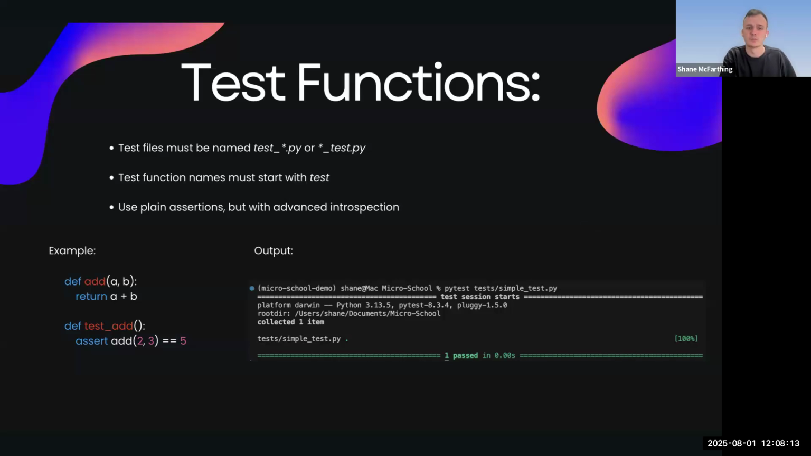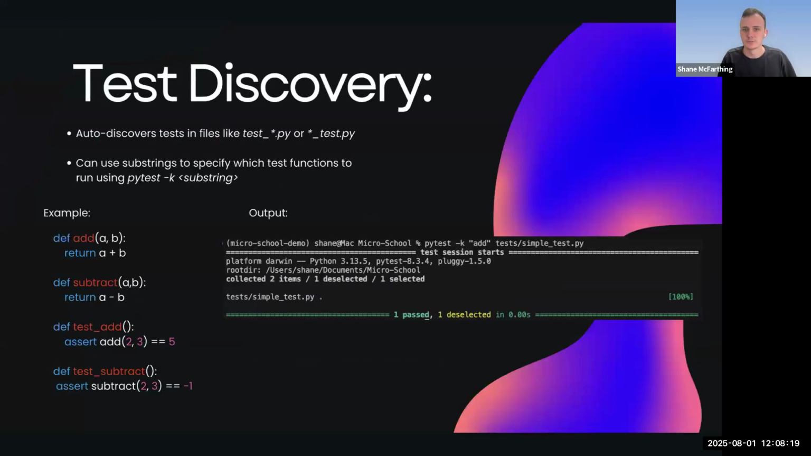So that's just an example of how to do a very simple test function. And then we'll just kind of develop this over the course of this micro school. So I gave a brief description of how the tests are detected by Pytest. Like I said, it automatically detects tests within files that are named within the convention. And then we can use substrings to specify which test functions we actually want to run. So that's another kind of control that we have.